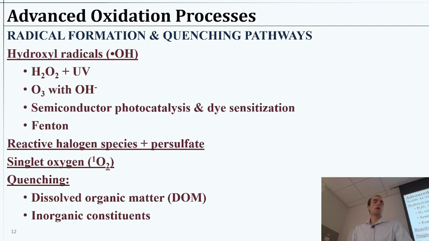There's a few other radicals that can be common, but hydroxyl radicals, whether that's peroxide in UV, peroxide with iron for the Fenton reaction, ozone with OH minus. You could do photocatalysis with a semiconductor material. You could have these Fenton reactions. So whatever the case, each of these ones form hydroxyl radicals. There are some other options I'm going to mention. We can create reactive halogen species. So if we photolyze chlorine or bromine, something like that, we can create radical chlorine species and whatnot.